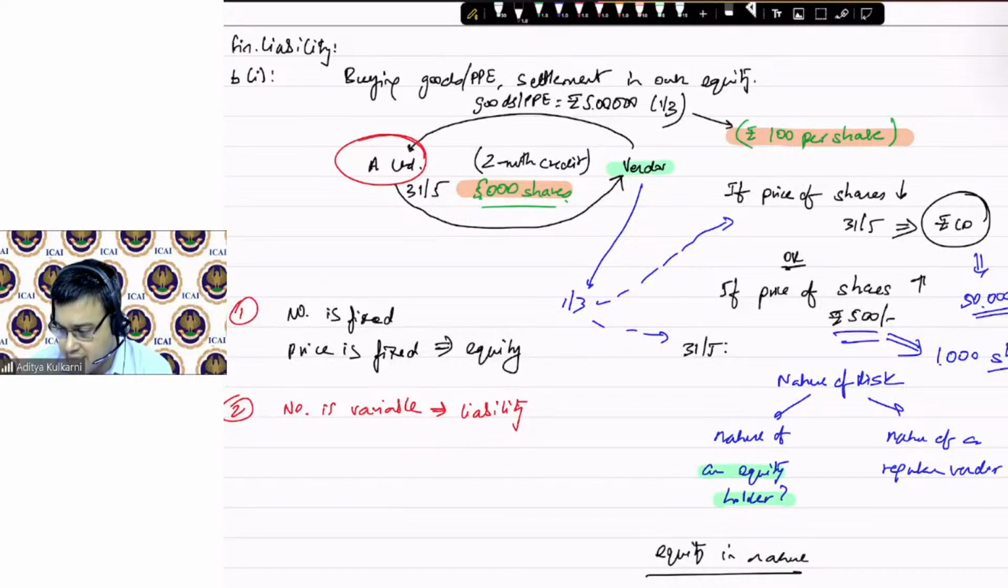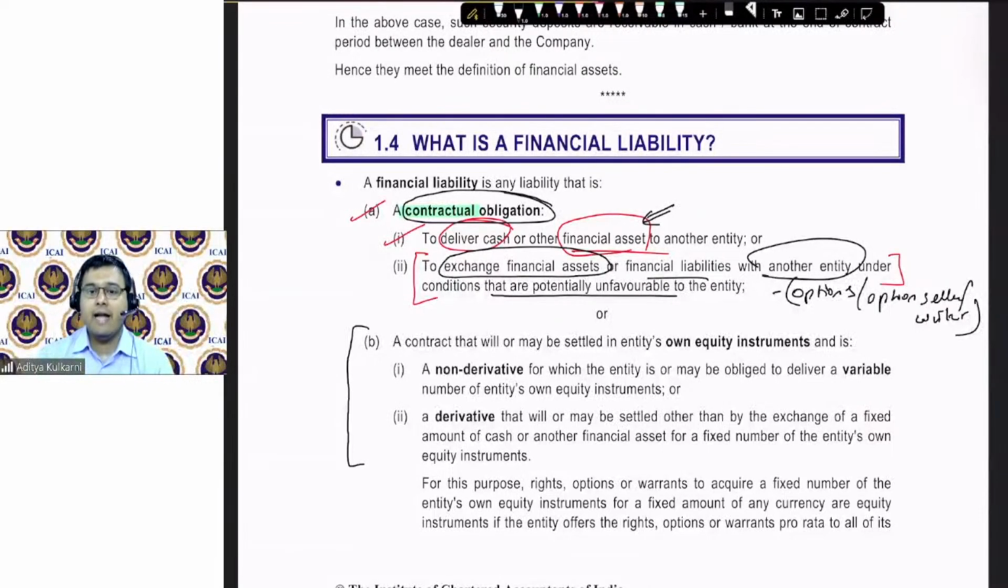Have you understood this part? And now we come back to the definition. A contract that will means mandatory. Or may be settled, that means this is optional. That means options are also covered. In the entity's own equity instruments. In our example, A Limited settled the contract in his own equity instruments.